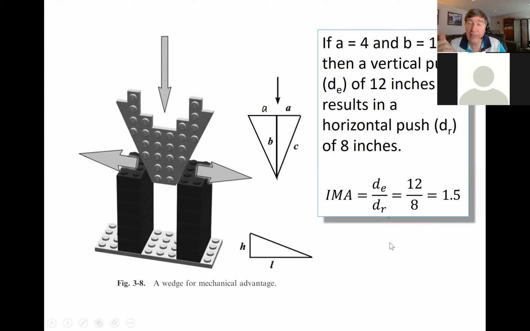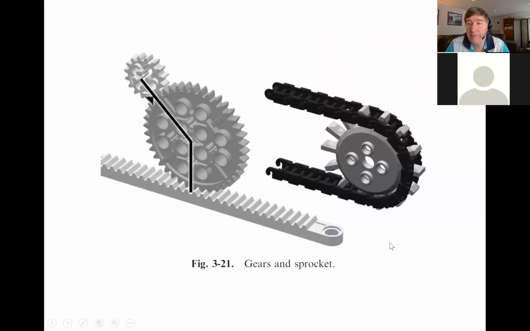These are the kinds of things I'm going to ask you on the quiz, so be prepared for that. Now also in the book they talked about gears. We've done a little bit of work with gears, and we're going to come back and revisit it. In the book they talked about the difference between a gear and a sprocket. If you have a straight piece of metal with gear-like teeth cut into it, that's called a rack.